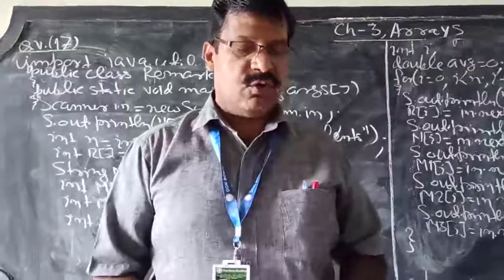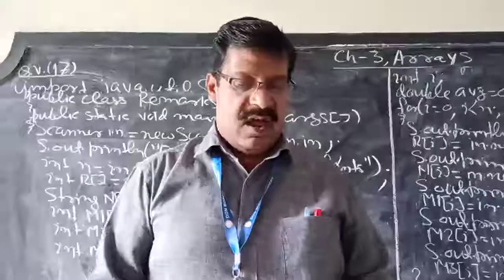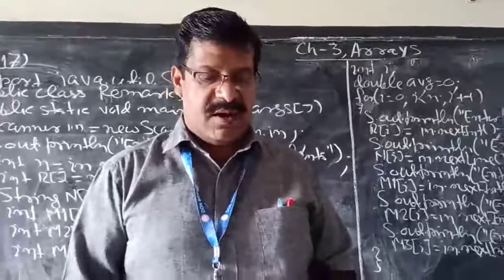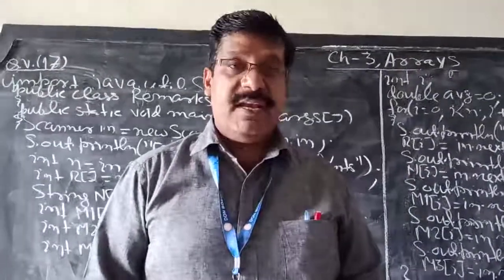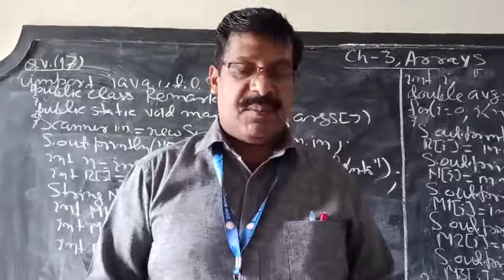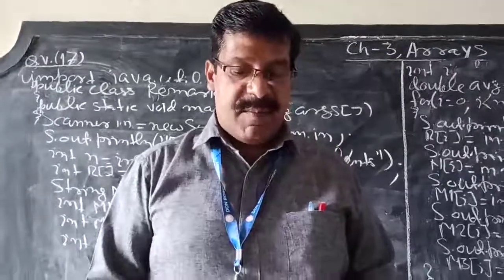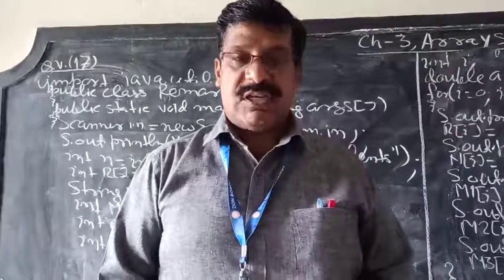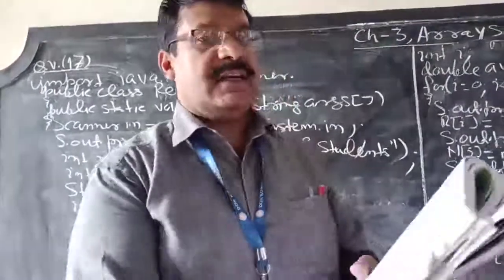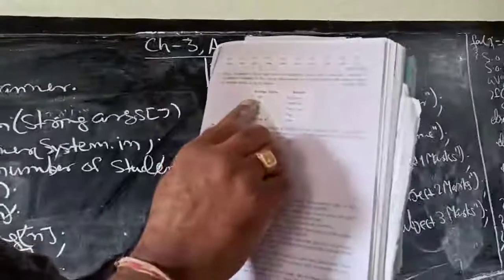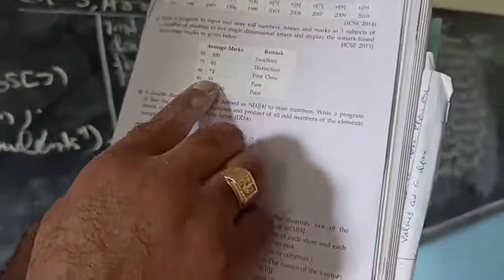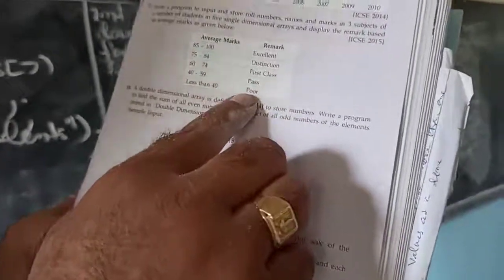Now the next question is question number 17. Write a program to input and store roll numbers, names and marks in 3 subjects of n number of students in 5 single dimensional arrays and display the remark based on average marks as given below. This question was asked in ICSE 2015. A table is given here. If marks is 85 to 100, excellent; 75 to 84, distinction; 60 to 74, first class; 40 to 59, pass; and less than 40, poor.